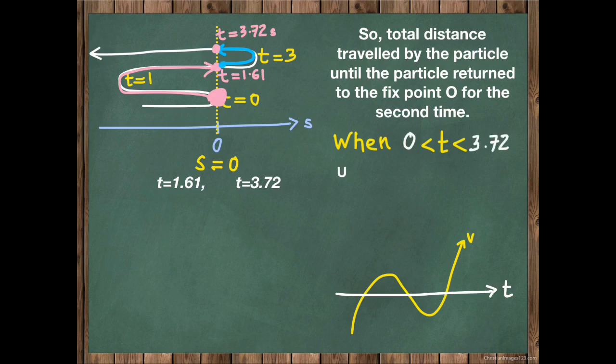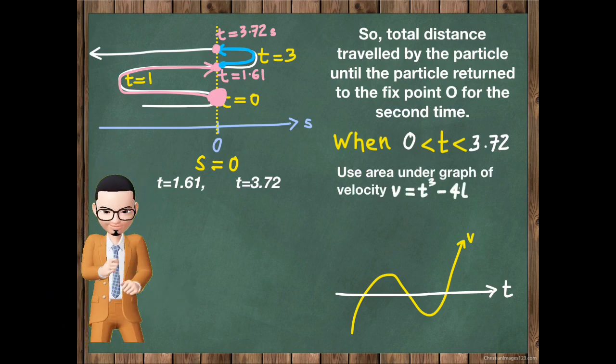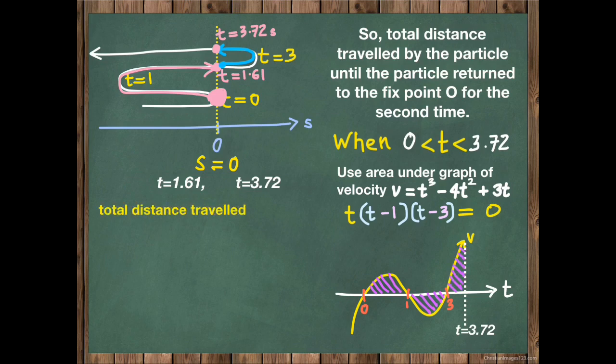So to find the total distance traveled by the particle until it returns to the fixed point O, I prefer to use the area under the graph of velocity. So we sketch the graph of v, and then we identify that the t-intercepts are t equal to 0, t equal to 1 and t equal to 3. Since we want to find the area traveled until t equal to 3.72, we find the area under the curve until t equal to 3.72. So the area shaded in purple shows the total distance traveled by the particle.